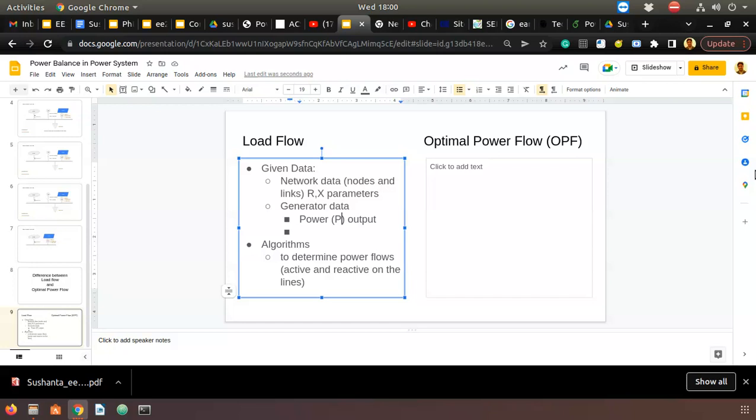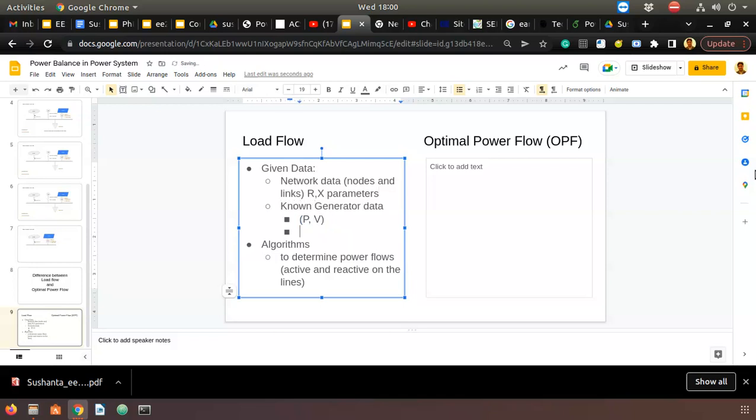What else is known? V is also unknown, sir. No, assume V is known. At a generator bus, you define P and V. So PV is given. That's why it is called PV bus. We determine the angles. Basically, this is known.